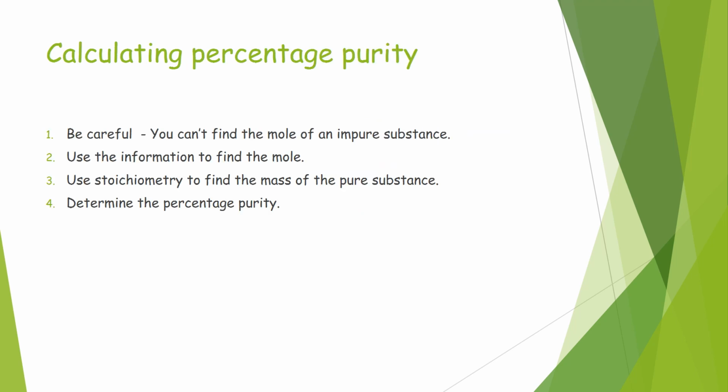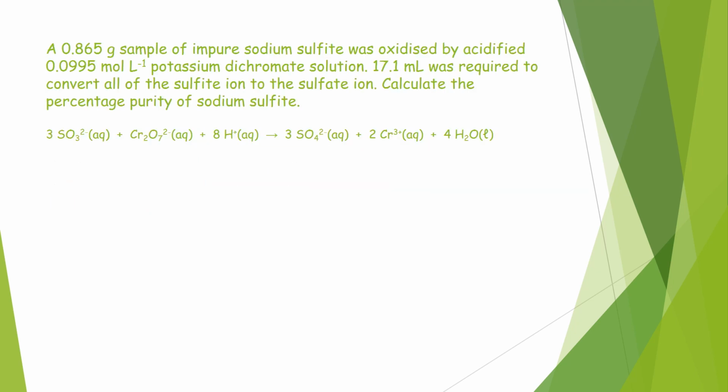With these types of questions, the biggest thing you have to be careful of is that you can't find the mole of an impure substance. So if it says it's a mixture or it's got something else in it, then it's impure and you can't find the mole. So always think danger, danger, danger. I can't find the mole of an impure substance. But you will be given enough information to find the mole of something else. So from there you can use your stoichiometry to find the mass of the pure substance, and then you apply your percentage purity.